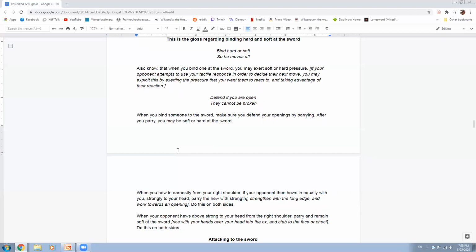So this is what I mentioned before. I guess I was jumping the gun. So understand the reaction that your opponent's going to have to your move. Don't think that you're always going to be able to control all the action.